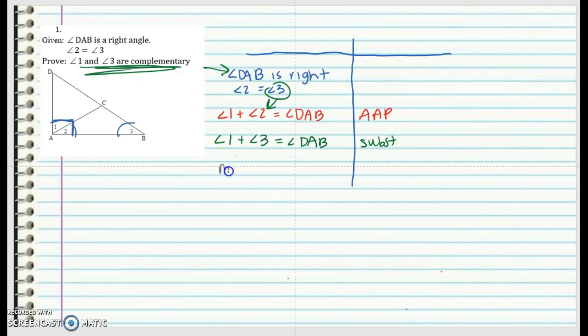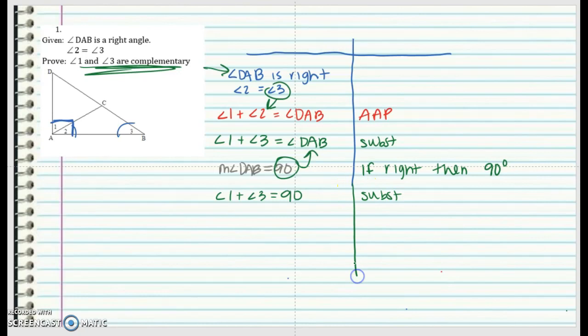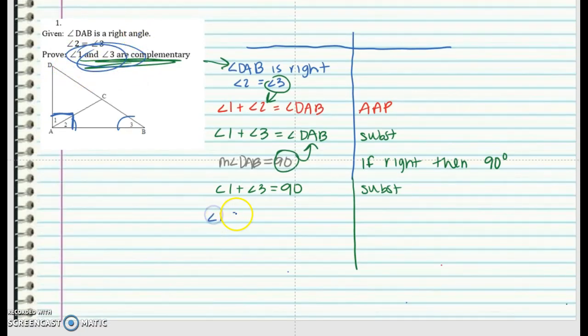First, I have to say that the measure of angle DAB equals 90. And that would just be because if I have a right angle, then I know that that angle measures 90 degrees. Now that I've said that, I can take 90 and plug it in for angle DAB. So angle 1 plus angle 3 equals 90. Also substitution. And then, since I've now said that angle 1 and angle 3 sum to 90, I can say that angle 1 and angle 3 are complementary, or comp. You can abbreviate complementary comp. Because if the sum equals 90, then the angles are complementary.